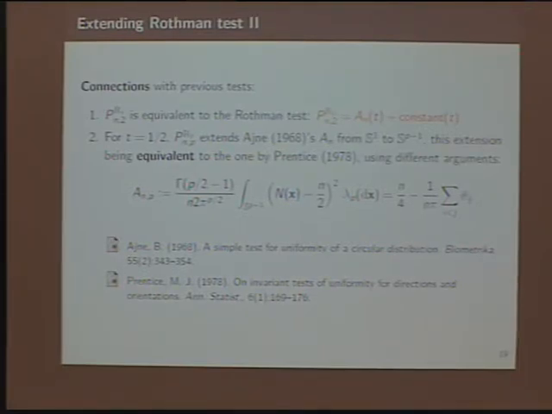So it sort of makes sense that through this extension of the Rothman test from the circle to the hypersphere, we are maintaining the fact that the Ajne test arises as a particular case for t equal to 1/2 in this extension to the higher dimensional case. Just to say that these two tests were proposed from different perspectives.